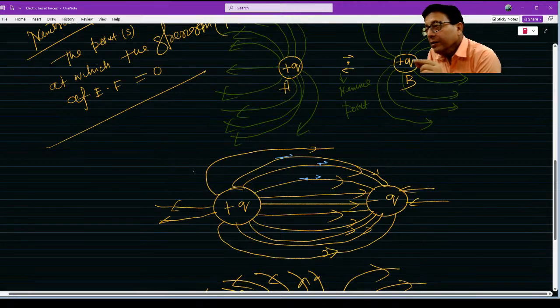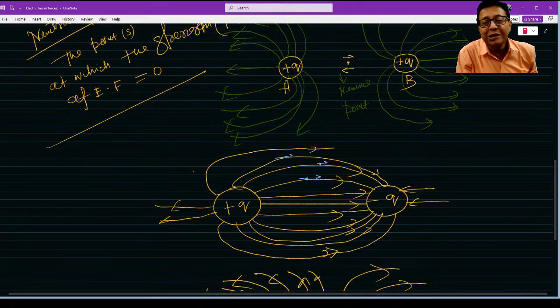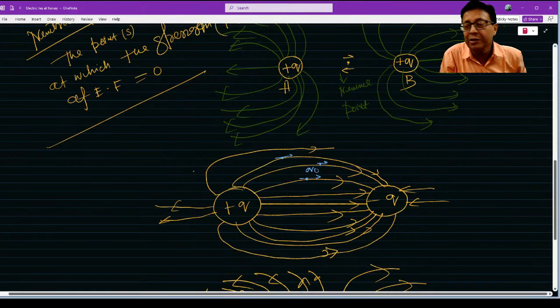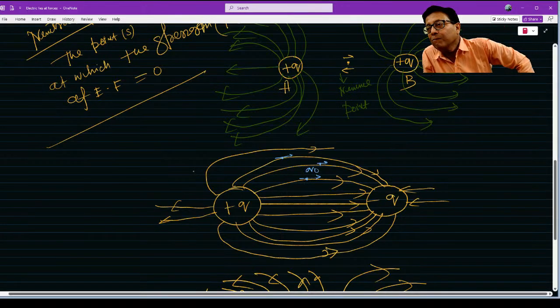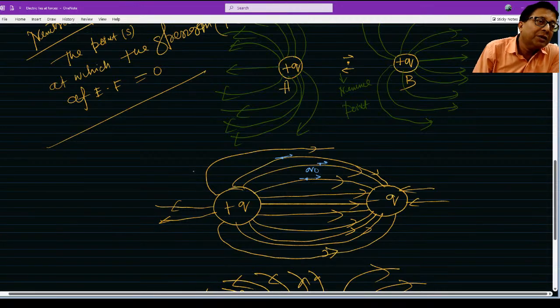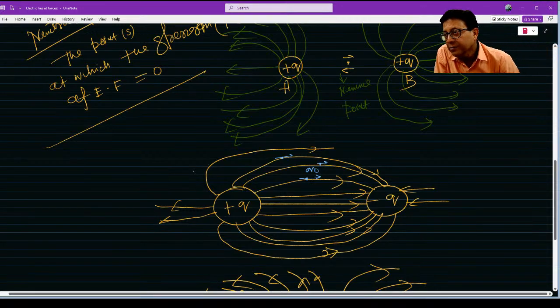If you keep a positive charge here, in what direction will it move? Q0, say we are placing. In what direction will it move? Towards the line of force, along the line of force. Better to say. So this is one of the very important properties of line of force.